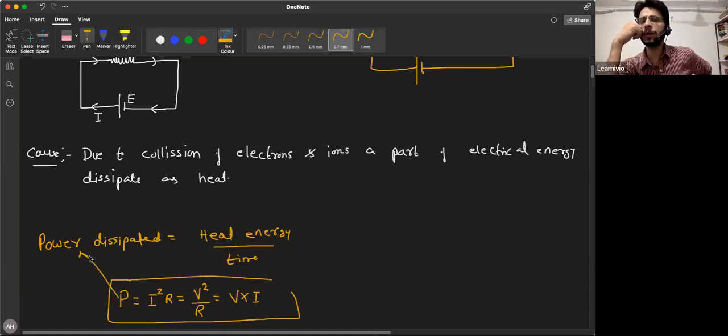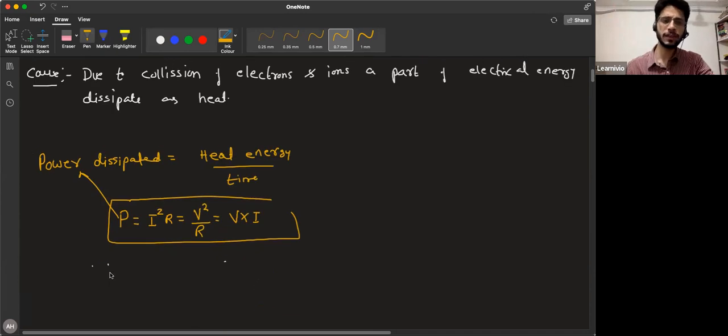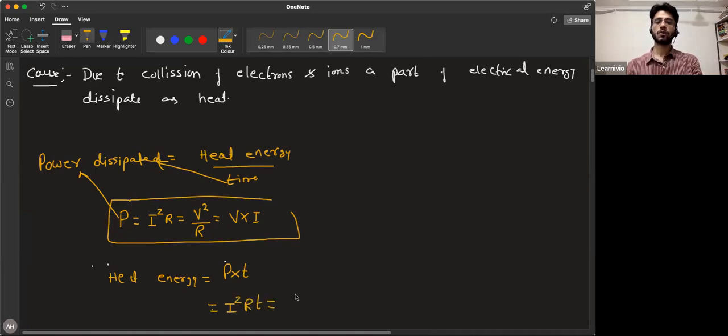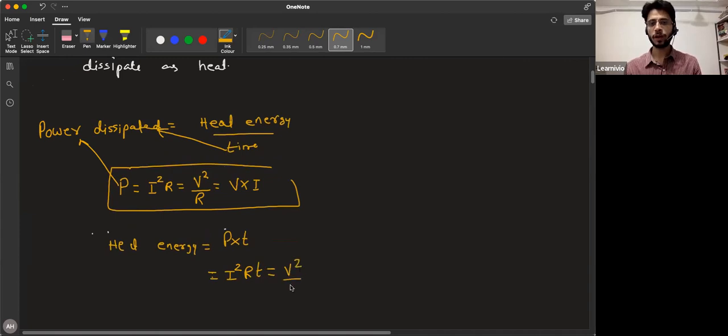Now, if you have power dissipated, then you can also calculate heat energy. If I go through this calculation, then just multiply this power with time, you get heat energy. Heat energy is power multiplied by time. And how much is that power? That power is I square R, so heat is I square R T, or you can say it's V square by R times T, or you can say that's V into I times T. So that is the relation between heat energy and power.